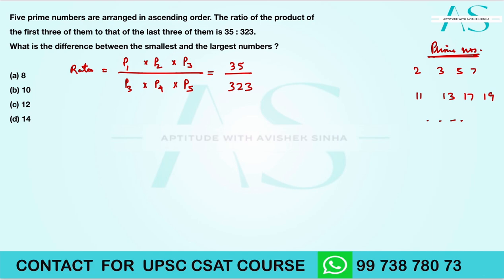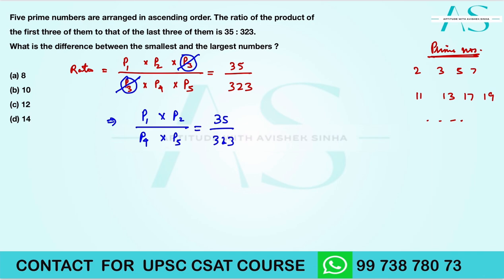Okay, do I see any similar data that I can eliminate? So P3 is here and P3 is also here. When we take the ratio, we can actually simplify it. Even though I don't know the value of P3, I know that whatever the value is, it is going to be the same here, so I can eliminate it. Now P1 into P2 upon P4 into P5, and all of these are in ascending order, is 35 upon 323.